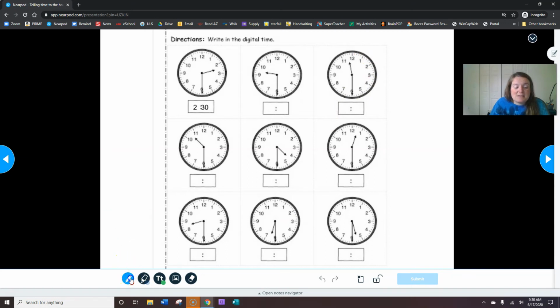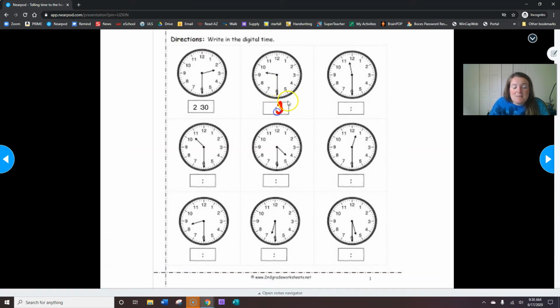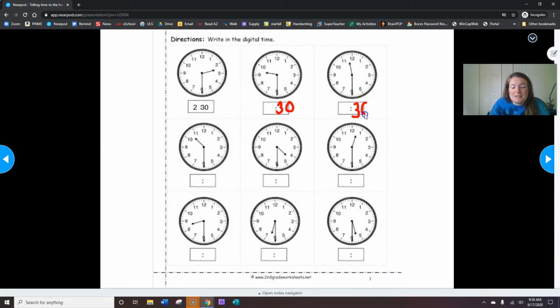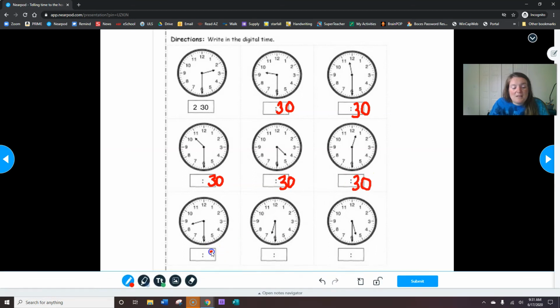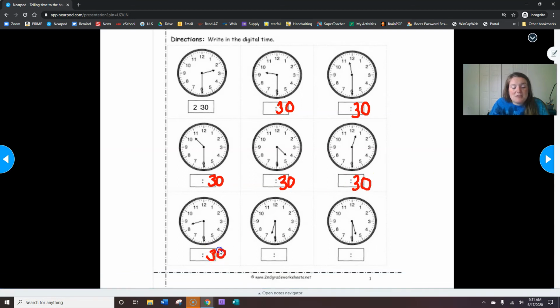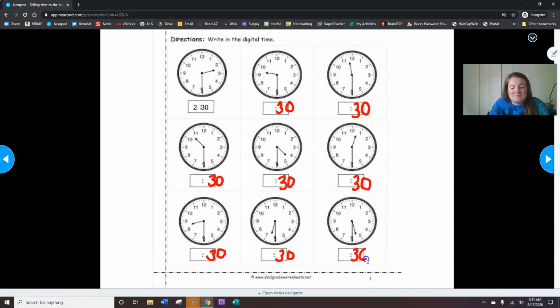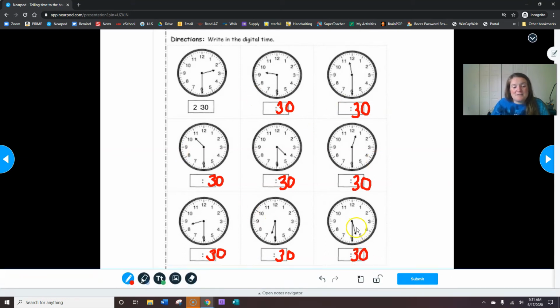Now to make it easier, I'm going to go and put all my 30s in. Maybe someone can help you do this at home because it's a lot of 30s to put in a small box. If you'd rather type it, that's a choice too. When the big hand's on the 6, that means 30. If you learn that, you make me as proud as a birdie, like in the song. Okay, so they all show 30.